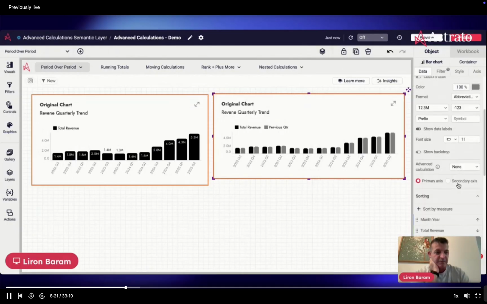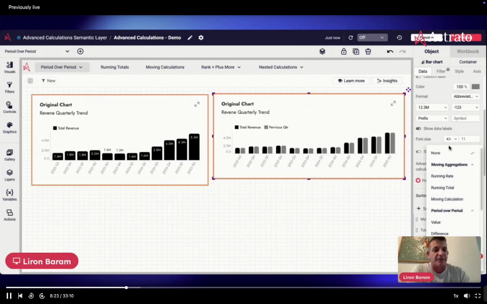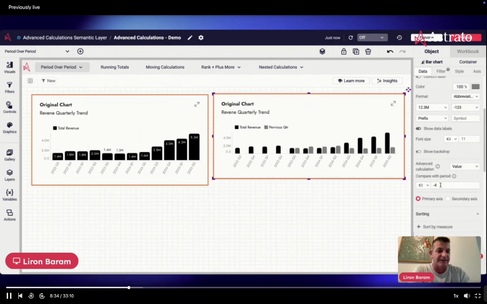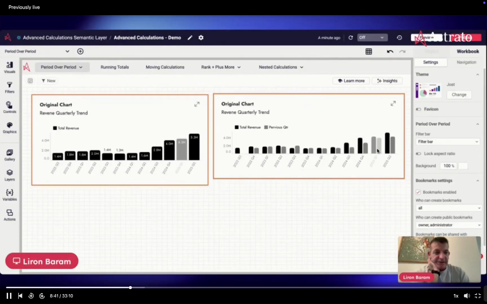And now comes our advanced calculation. There is a menu of what we can do with advanced calculation. We are performing period over period, and what we want is to get the value of the previous quarter. So we'll make it -1. And now we see the value of the previous quarter.